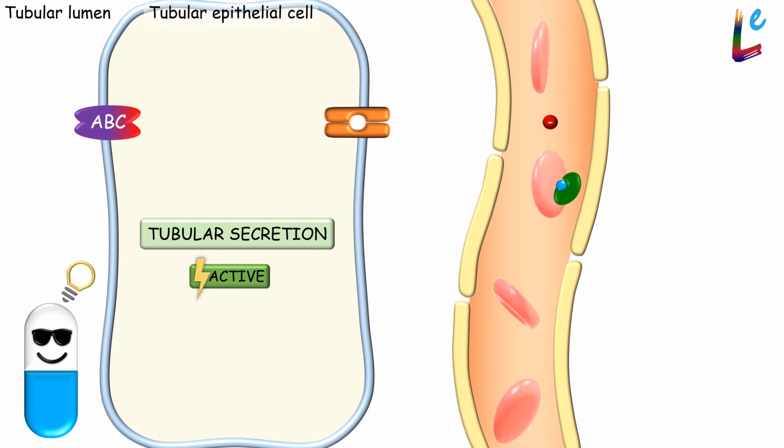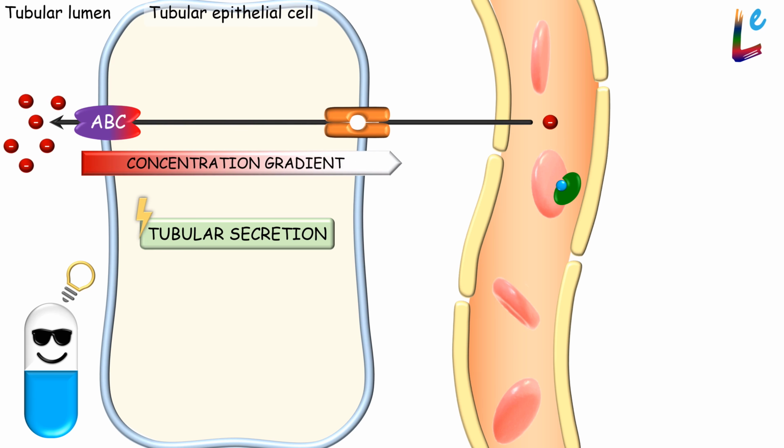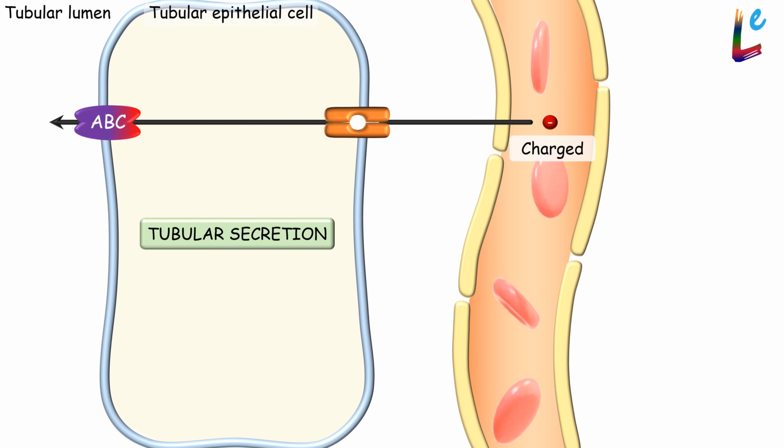This process has a few advantages. Since it is an active process, molecules can be transported into the tubular lumen even against a concentration gradient. In addition, transporters can be selective, that is, transport only those molecules that must be excreted. Transporters, we know, are capable of easily transporting charged molecules too. These include the negatively charged anions and the positively charged cations.